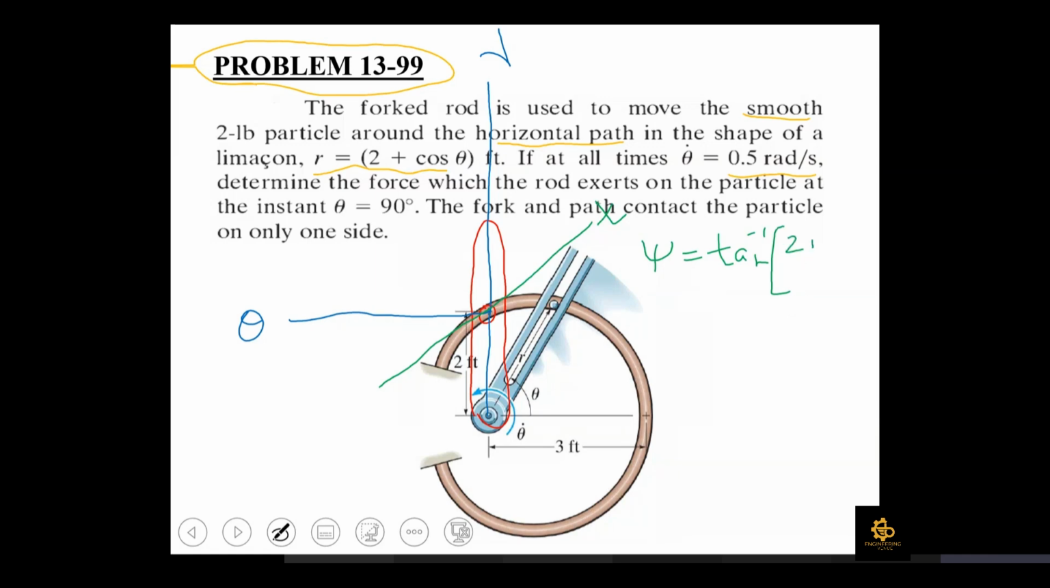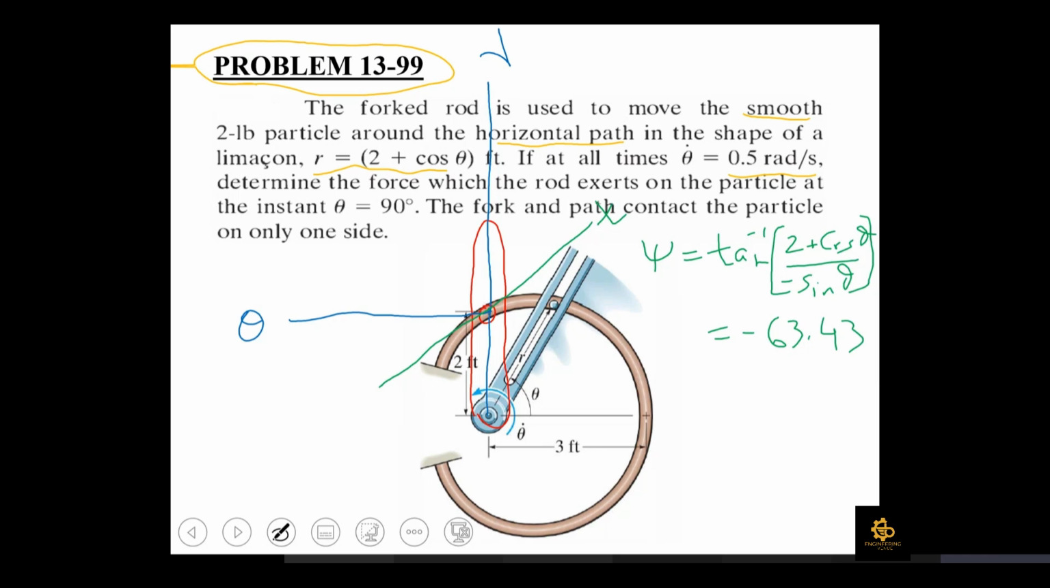R is given to you as 2 plus cos theta. What is dr by d theta? Minus sin theta. So minus sin theta is dr by d theta. Now you have the value of psi. Putting the value of theta equal to 90 degrees and taking its tan inverse, this value of psi would come out to be minus 63.43 degrees.